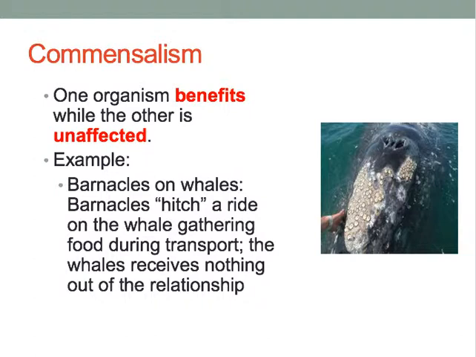Commensalism is another symbiotic relationship. This is where one organism is benefiting while the other is unaffected. So they're not being benefited or harmed. An example might be barnacles on whales is what they have here. Barnacles are basically hitching a ride on the whales. So the whales aren't receiving any sort of benefit from this relationship, but the barnacles are gathering food as the whales go through the water. So that would be a commensalism relationship.